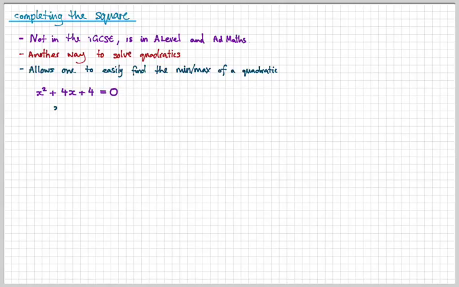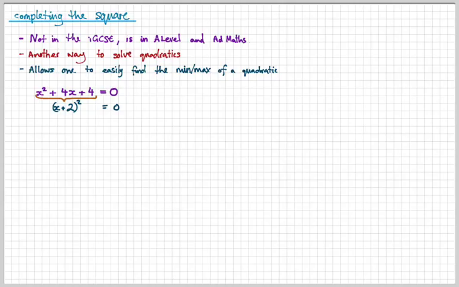So we might be asked to solve this question. To solve this question, we might factorize. It factorizes as x plus 2 all squared. Okay, so notice that x squared plus 4x plus 4 is the same as x plus 2 all squared. We'll be using this fact later.